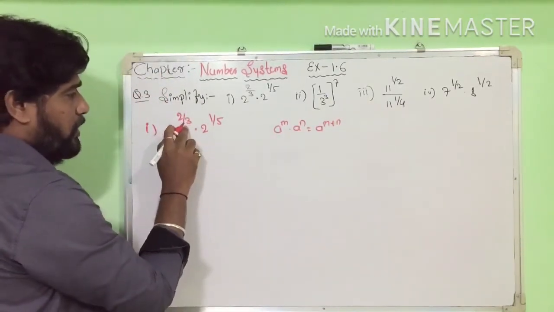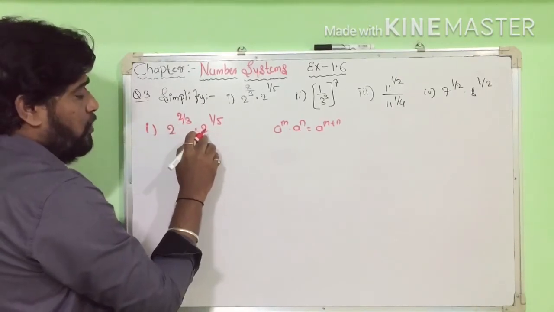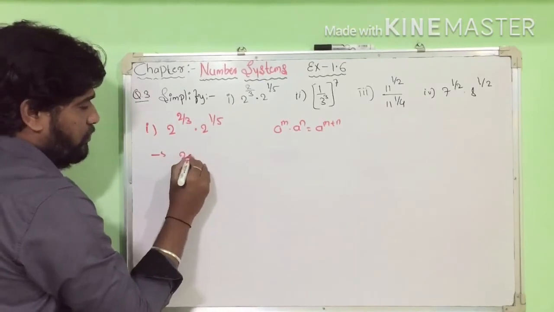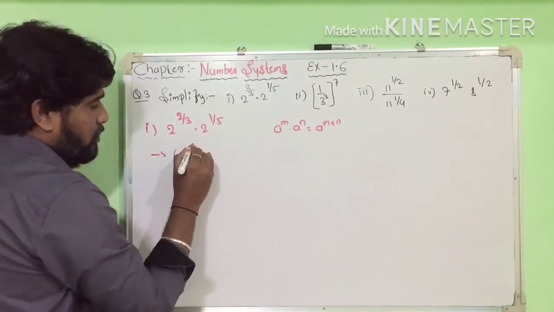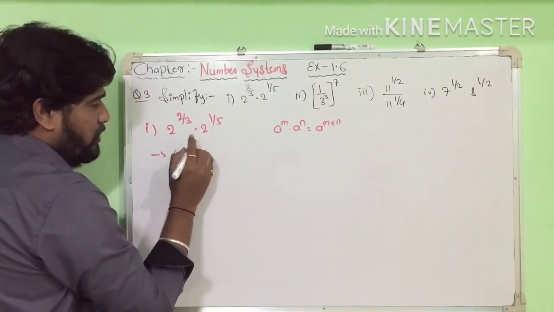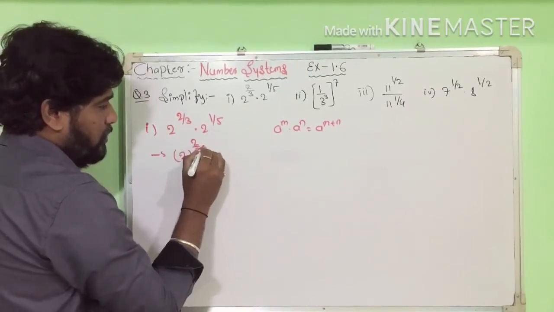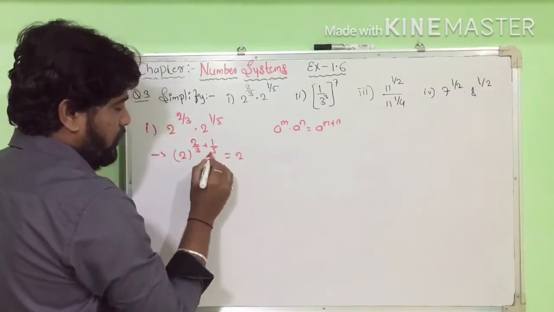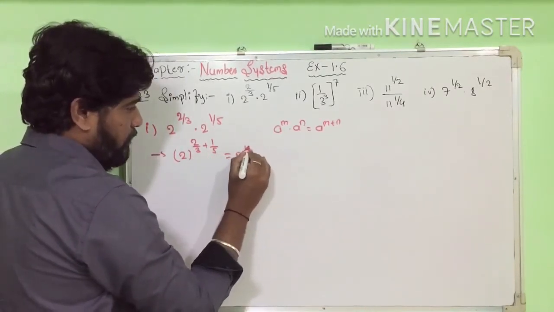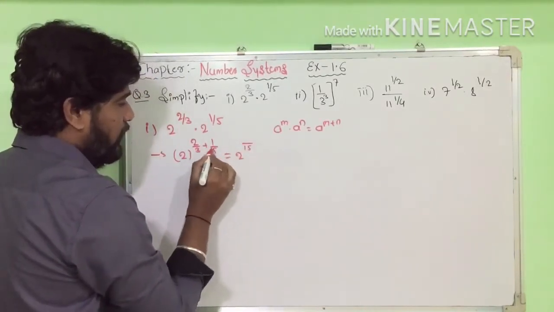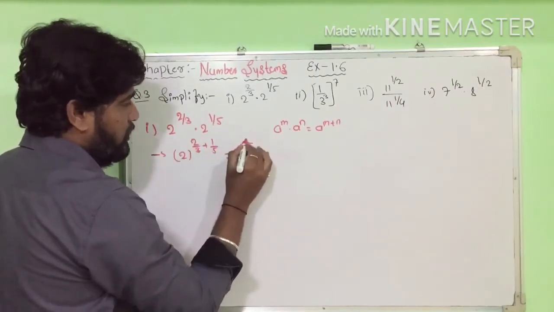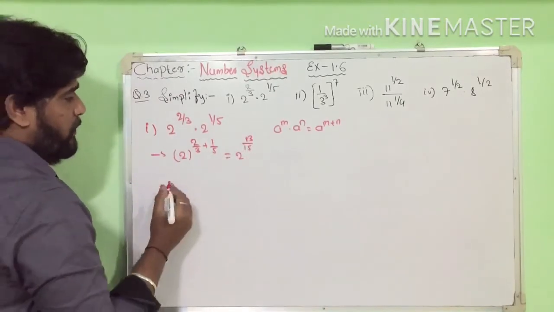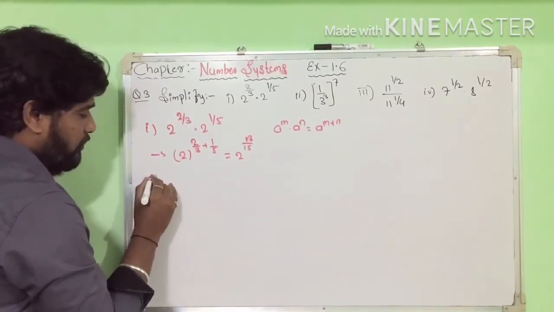So 2 raised to 2 by 3 into 2 raised to 1 by 5. So this one we can write 2 raised to 2 by 3 plus 1 by 5. So this is equal to 2 raised to, so here LCM becomes 15 and 10 plus 3 is 13. 13 by 15. 2 raised to 13 by 15. So next, second one.